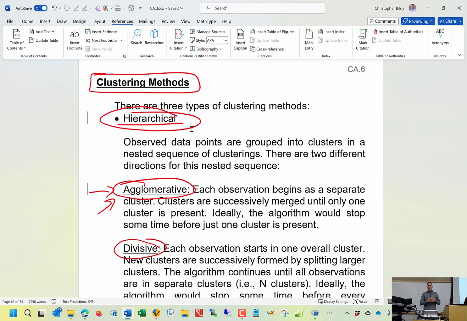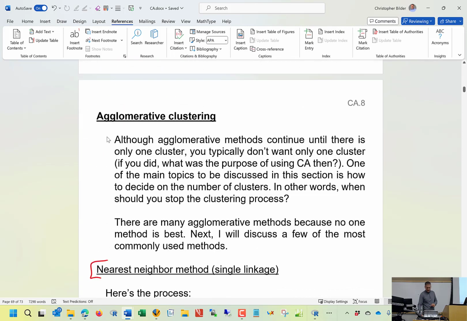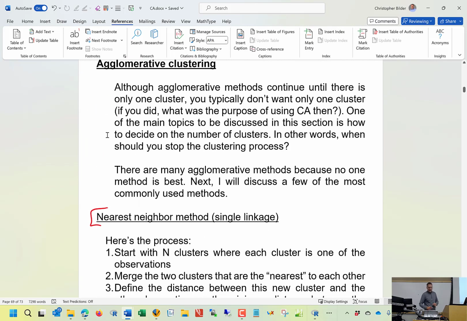You might be thinking, oh, wait a second. Why would we want to have just one cluster? Well, one of the big things that we're going to talk about is how do I make a decision about where to stop the clustering process? Maybe once I get to 3 clusters, I want to stop. Maybe I get to 5. How do I make that decision? That's what we're going to be talking about. Okay, so now we're going to get to new material.